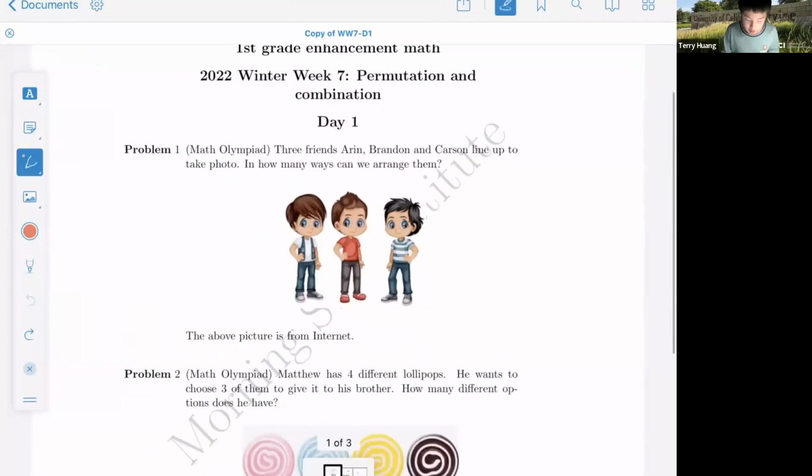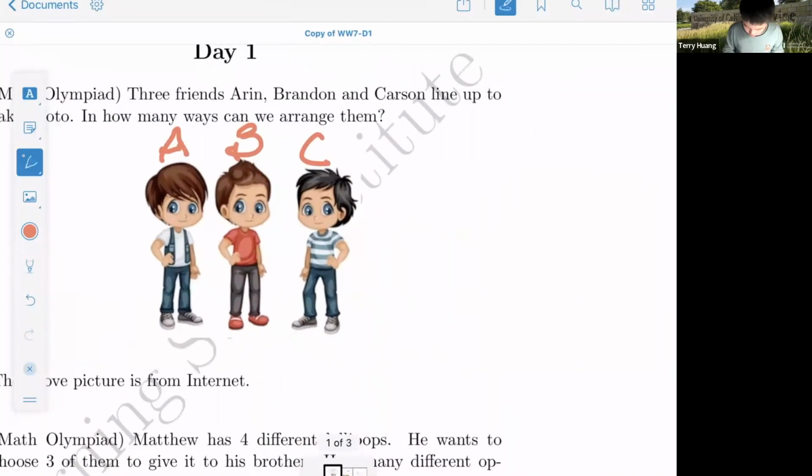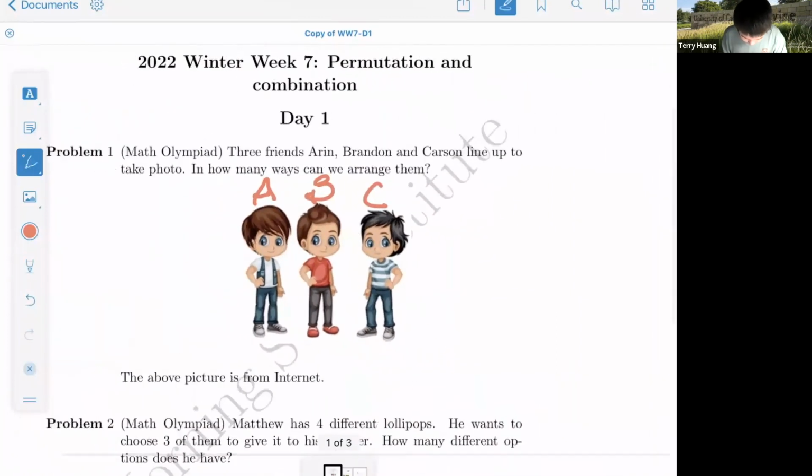So, for problem number 1, three friends, Aaron, Brandon, and Carson, line up to take a photo. In how many ways can we arrange them? If we call Aaron A, Brandon B, and Carson C, we can see that one possible case would be Aaron to go first, Brandon to go second in line, and then Carson to go third.